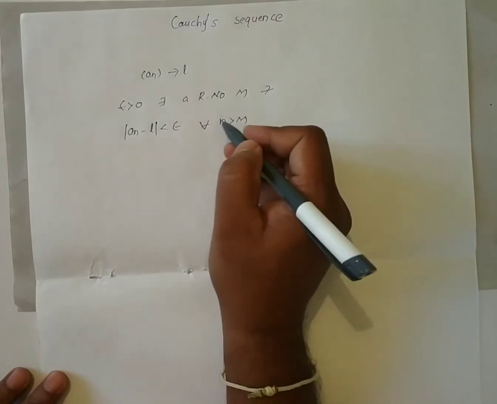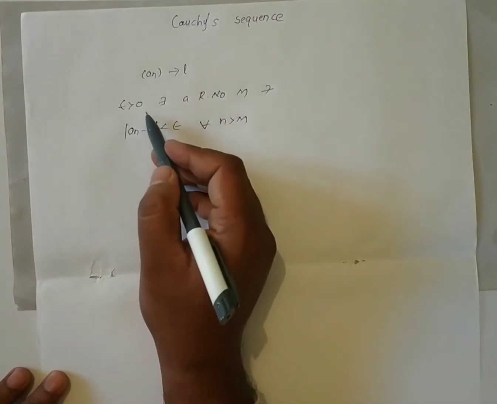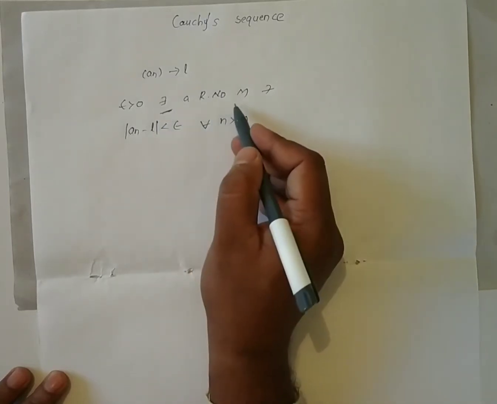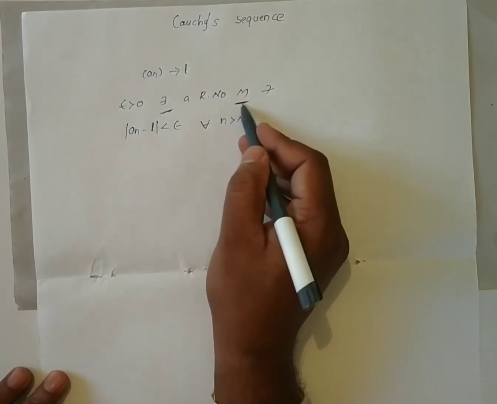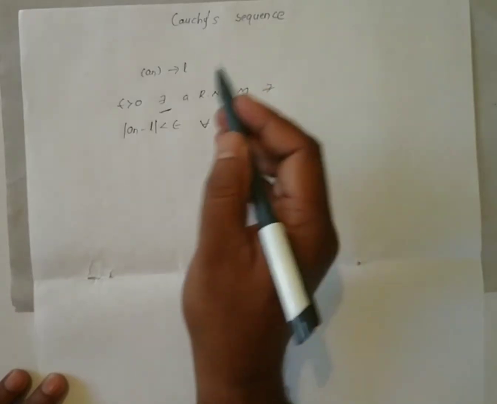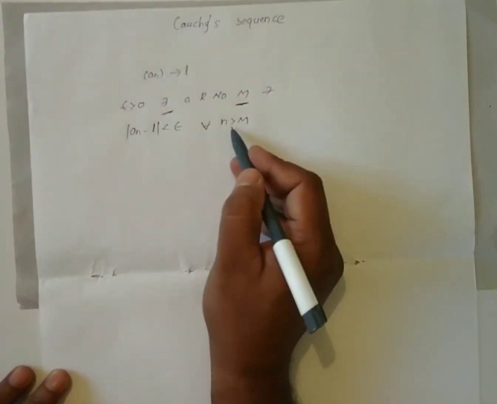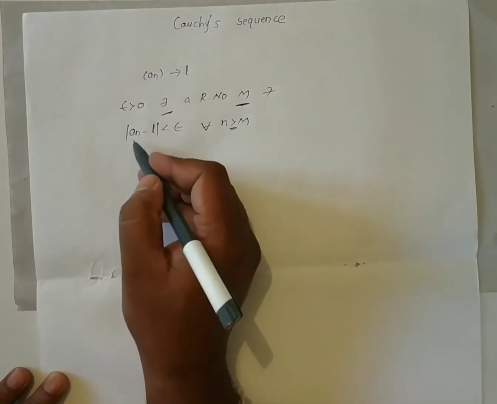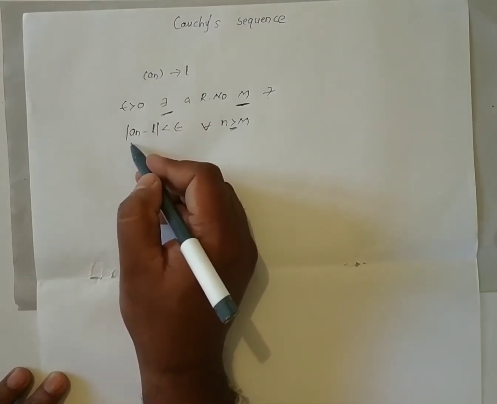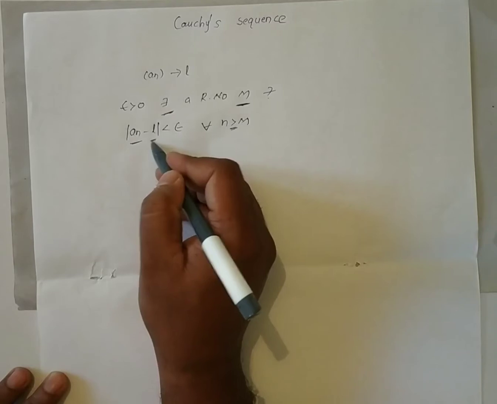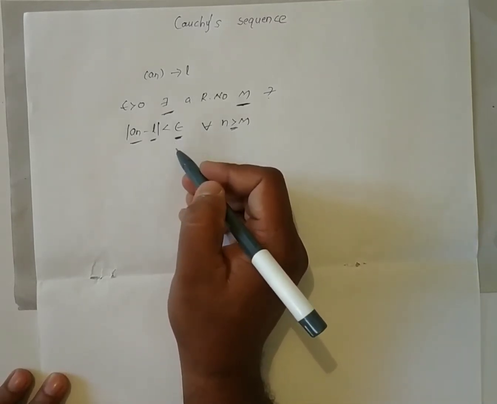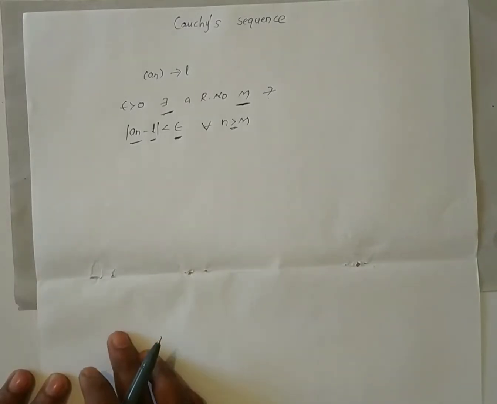Convergent sequence means for every epsilon greater than 0, there exists a certain stage, that is m, such that after this stage, that means n greater than m, the distance between the sequence a_n and L remains small. So this is called convergent sequence.